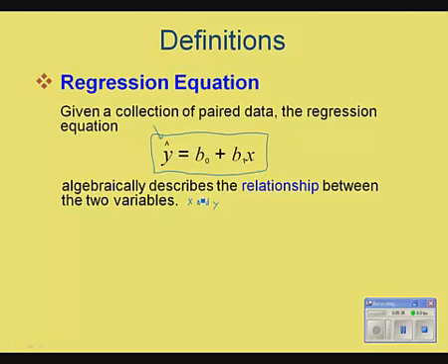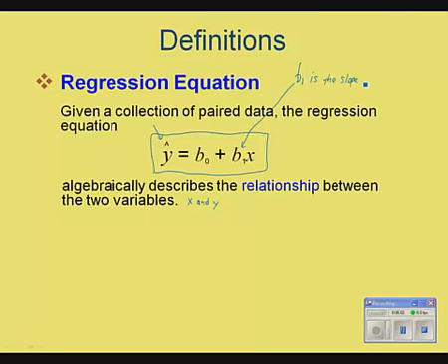Now you'll notice they have B here twice, right? B0 and B1. One of those is the slope. Do you know which one is the slope? B1 is the slope. Because it's in front of the what?